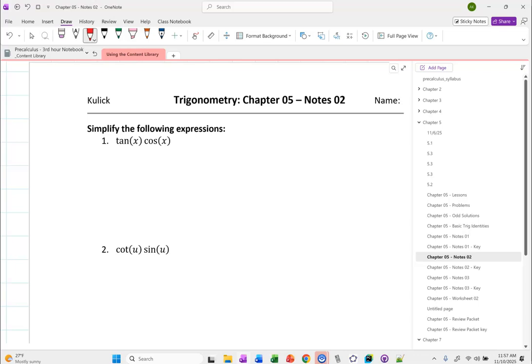So to do that, I would look at my quotient identities and see that I can rewrite tan x as sine x over cosine x. Right, but the reciprocal identity doesn't give me sines and cosines. It gives me 1 over cotangent. Is that okay?